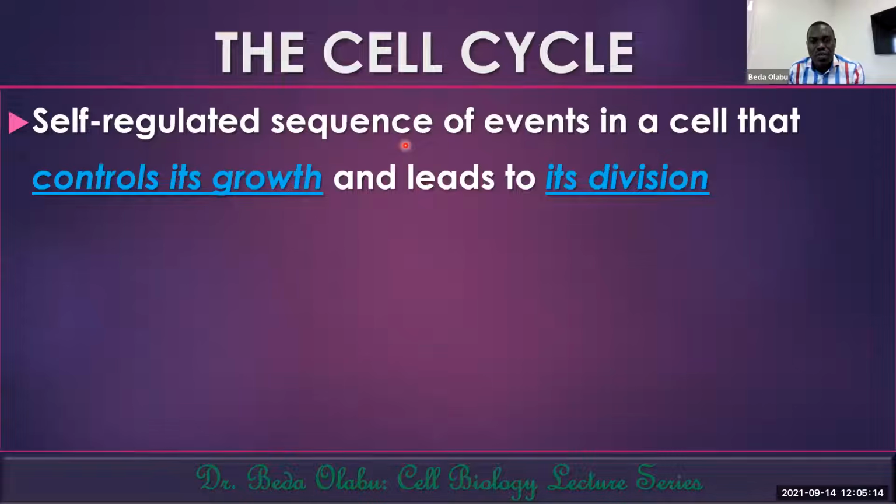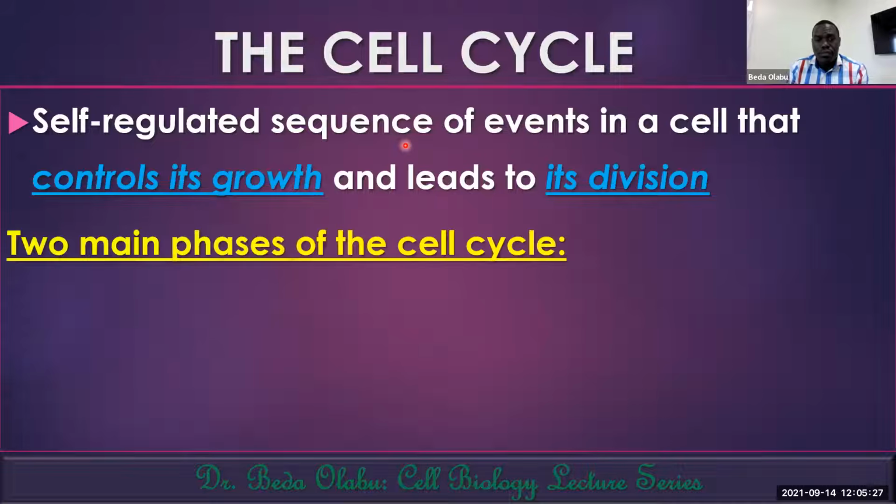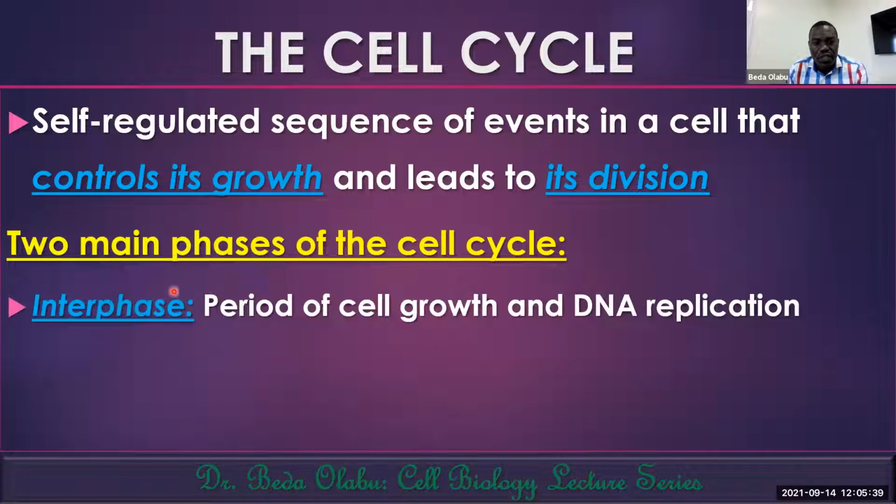It is a continuous process if you get it right, because a cell will be doing this, then the cell divides, and the daughter cells begin the journey again. We routinely describe the cell cycle as having two major phases. One of the phases of the cell cycle is known as the interphase.